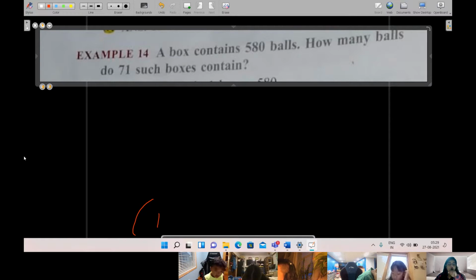Listen to me. You have to solve step by step. Firstly, we have to write how many balls a box contains. A box contains 580 balls, and the question is: how many balls do 71 such boxes contain? You have to write it step by step.